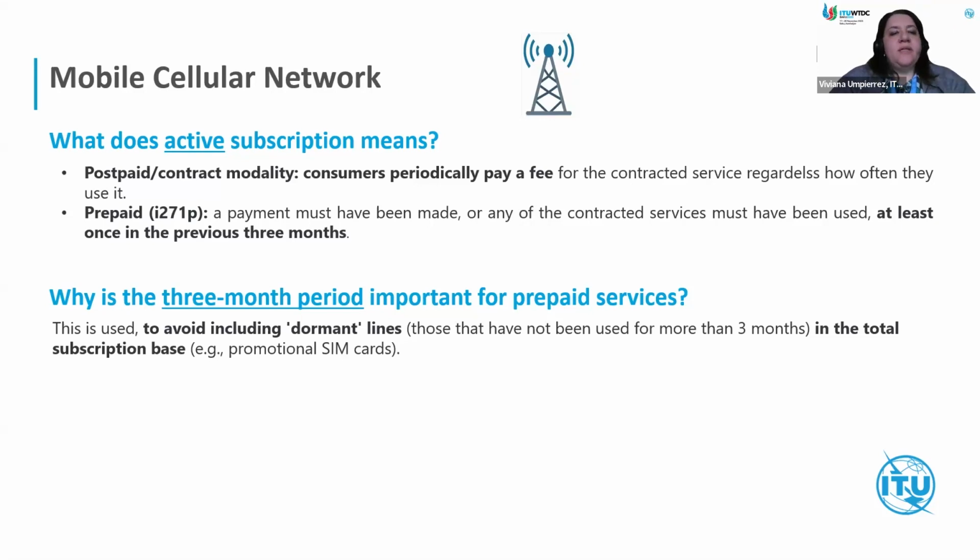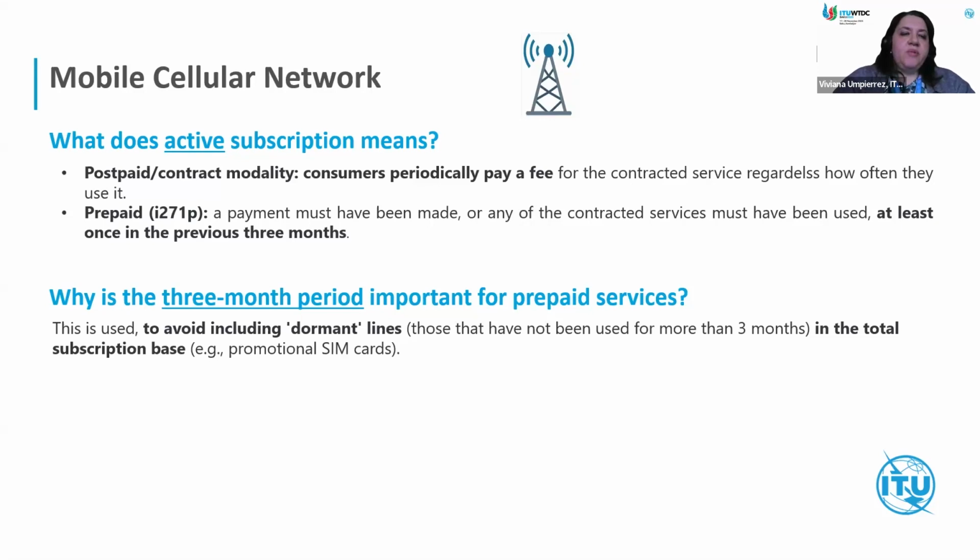Why is the 3-month period important in this case? Because we would like to avoid including what we call dormant lines, which are lines that have not been used for a long time. In general, the operators have different policies in terms of what is considered a dormant line. Some of them take 6 months, some take 1 year or 2 years. It depends, because after that period, they can give the number that hasn't been used to another client. So it is important that we consider the use in the previous 3 months.